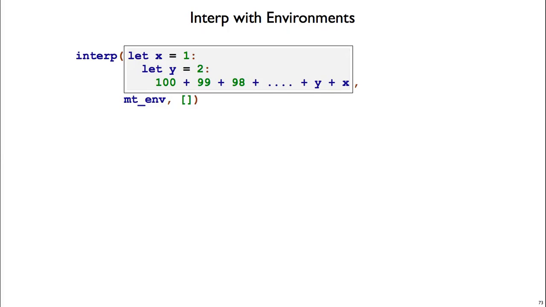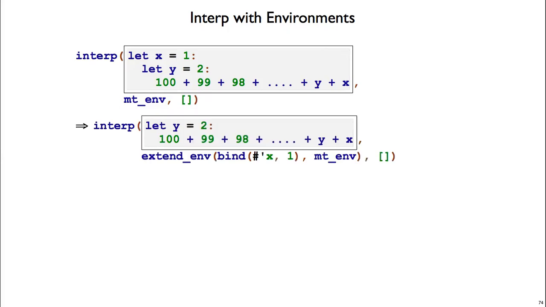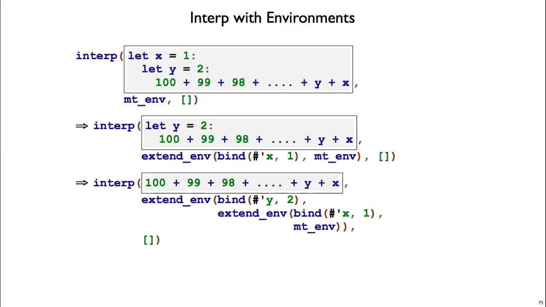With environment values, we're ready to finally extend our interpreter. So here's one example if we're interpreting a let expression, starting off here in the empty environment and an empty list of function definitions. After the first step, we should extend our environment with the binding x equals 1. Then after the second step, we extend the environment again. Now we have y equals 2, x equals 1. And from then we go to evaluate the addition inside.